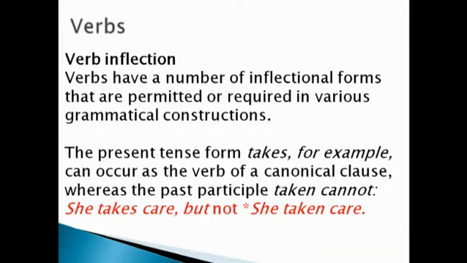And finally, we come to verbs. Well, when we talk about verbs, the first thing that comes to our minds is the case of inflection. Verb inflection, because verbs have a number of inflectional forms that are permitted or required in various grammatical constructions. So the present tense form takes, for example, can occur as the verb of a canonical clause, whereas the past participle taken cannot. She takes care, but not the ungrammatical she taken care.